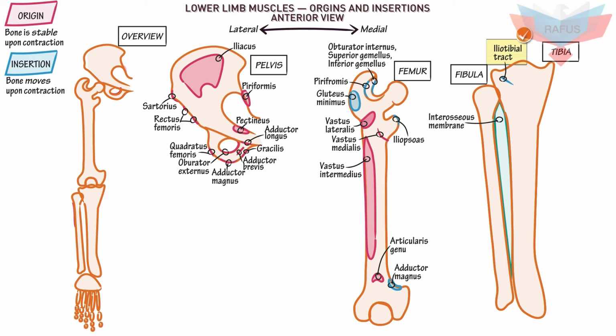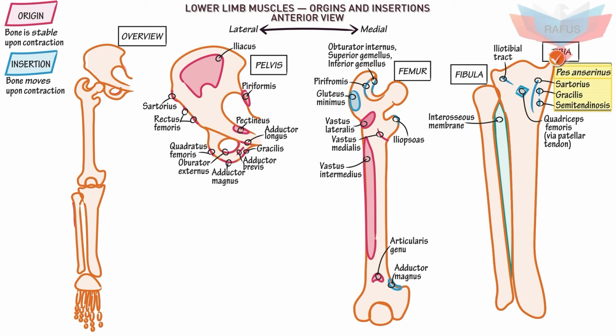The iliotibial tract, which partially encloses the tensor fasciae latae muscle, superiorly inserts at the lateral aspect of the condyle of the tibia. The quadriceps femoris inserts via the patellar ligament on the tibial tuberosity. Sartorius, gracilis, and semitendinosus insert on the medial aspect of the superior tibia. Together, these tendons are referred to as the pes anserinus, or goose's foot. Now on the head of the fibula, show the insertion of biceps femoris, which is a powerful posterior thigh muscle.